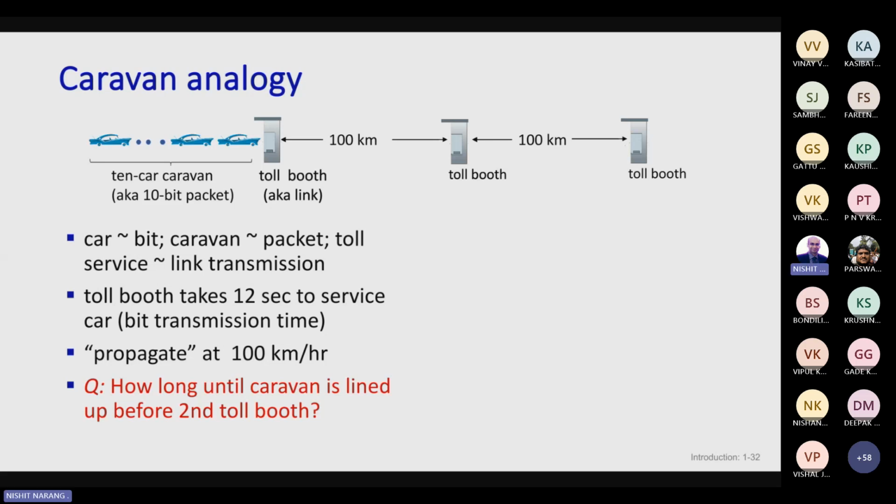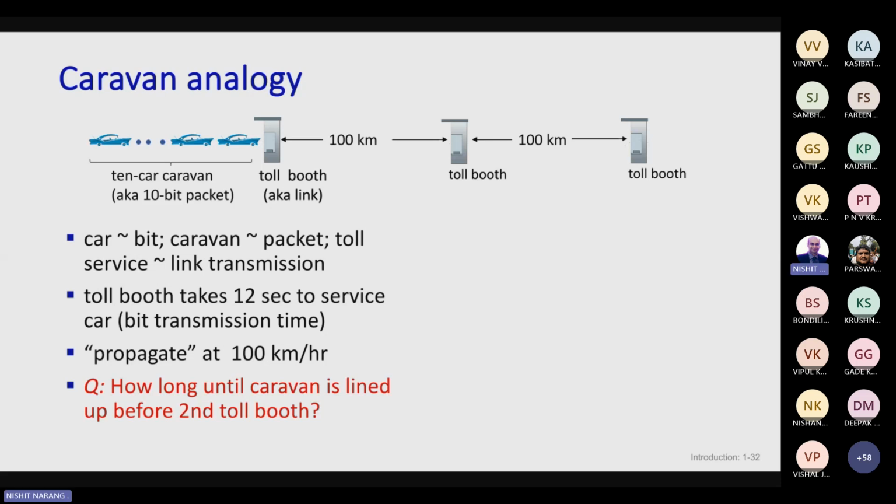So think of every car as a bit of information, the caravan as a packet, and every toll plaza as an intermediate switch. Now let's say the toll booth takes 12 seconds to service each car. That's the processing delay. The human sitting at the toll booth takes some amount of time to process the car. Think of it like the CPU. The human is the CPU processing. So it takes 12 seconds to service each car.